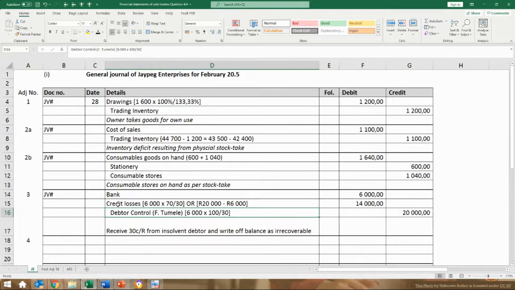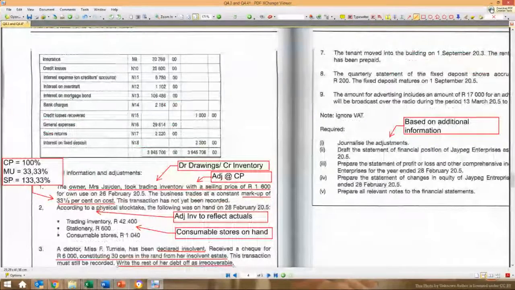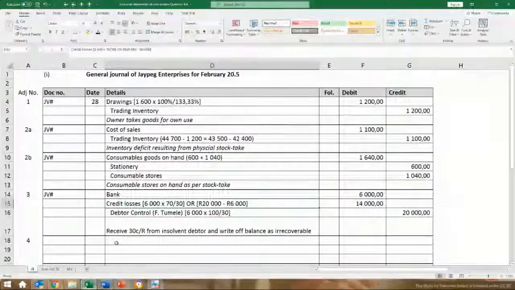Okay, now the account we use is credit losses. And why do we use credit losses? Because that is the lingo they've used in this scenario. If they had given you bad debts, you would have used bad debts instead. So because they've mentioned it's credit losses, you will use credit losses in your general journal as well.